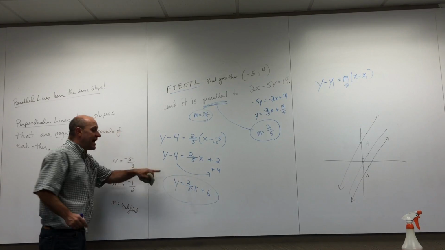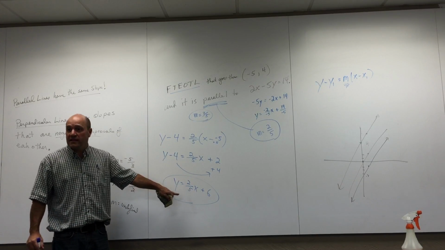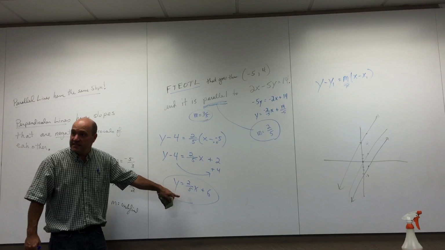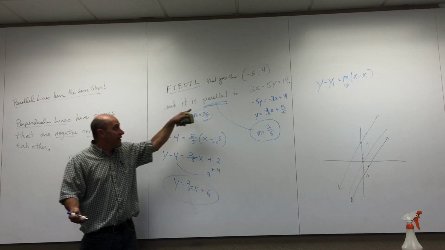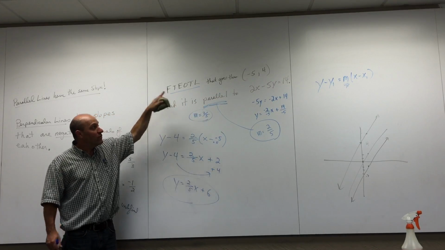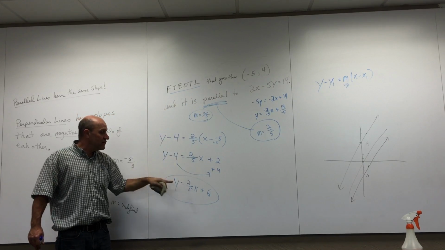This is the equation of the line they're talking about. This is the equation of the line that meets their requirements. This is the equation of the line that goes through that point and happens to be parallel to that line. We took that information and did what we needed to do to get his equation.